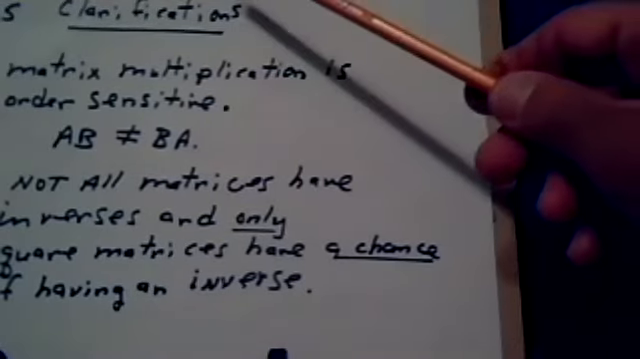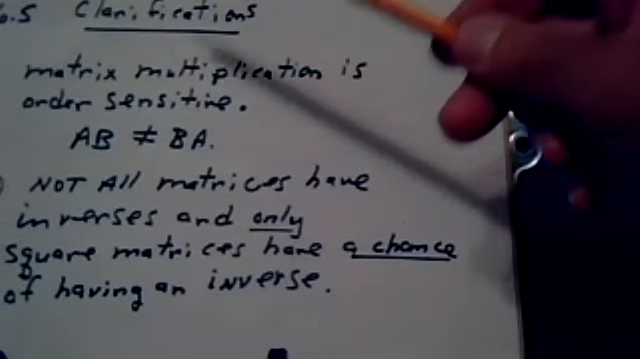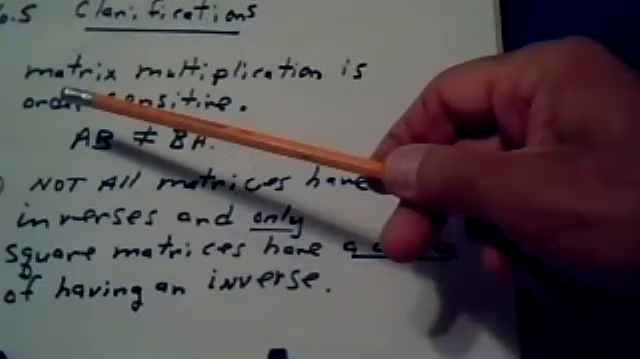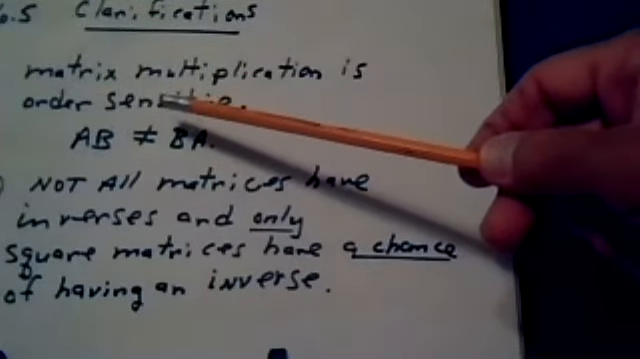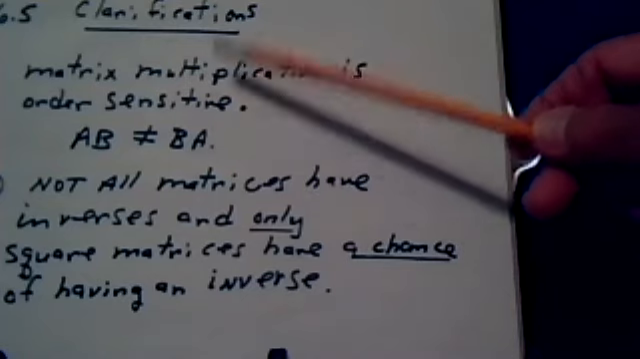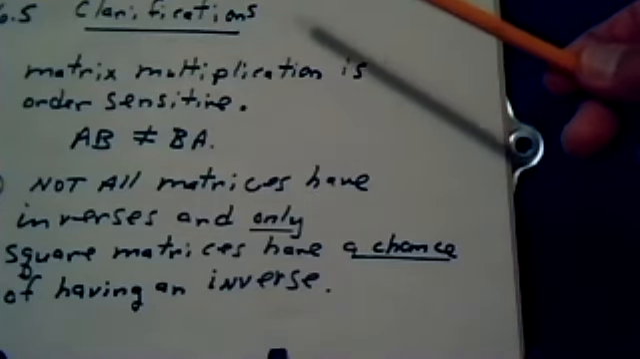So these are some clarifications. Matrix multiplication is order sensitive. In other words, if you multiply A times B, don't expect that you get the same answer if you multiply B times A. They're order sensitive. They're not like the numbers where the order doesn't matter.